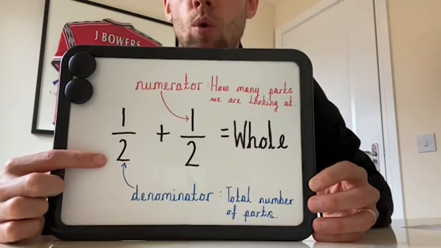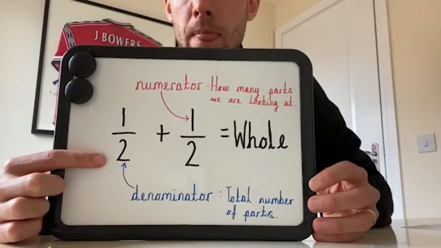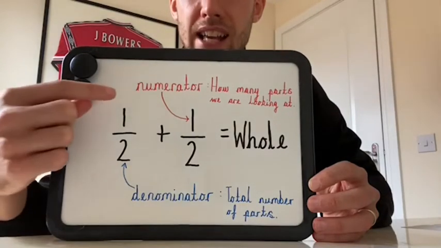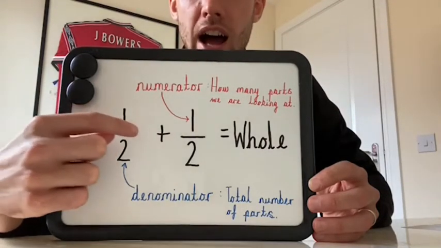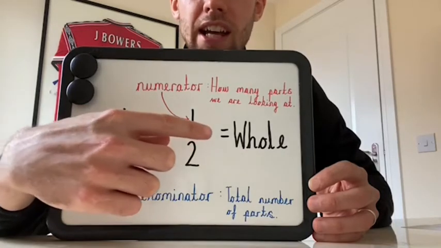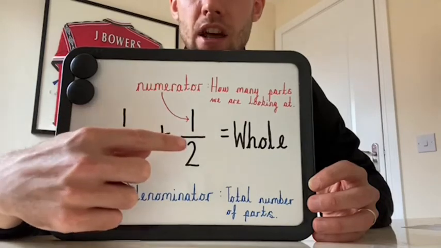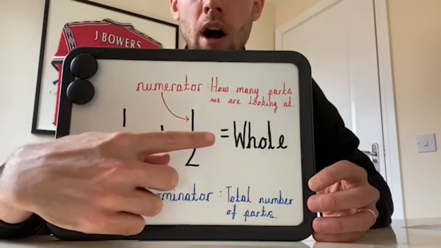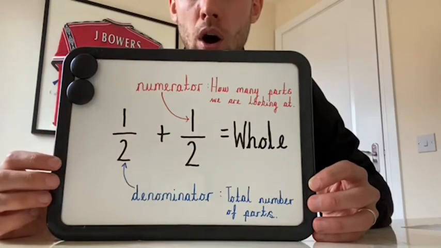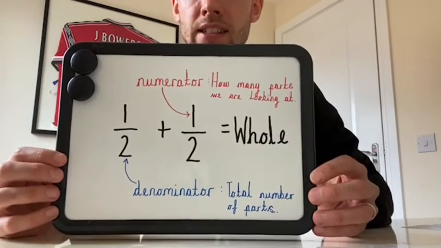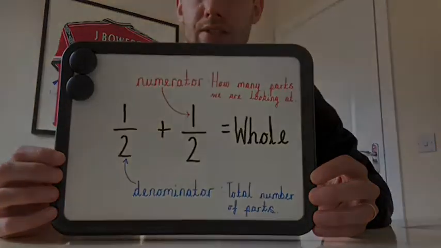You'll notice that I've written a number sentence on the whiteboard, and that is telling us that a half add another half equals a whole. So one part add another part equals two parts, which would make up our whole. That's very, very important for you to understand for today's activity.